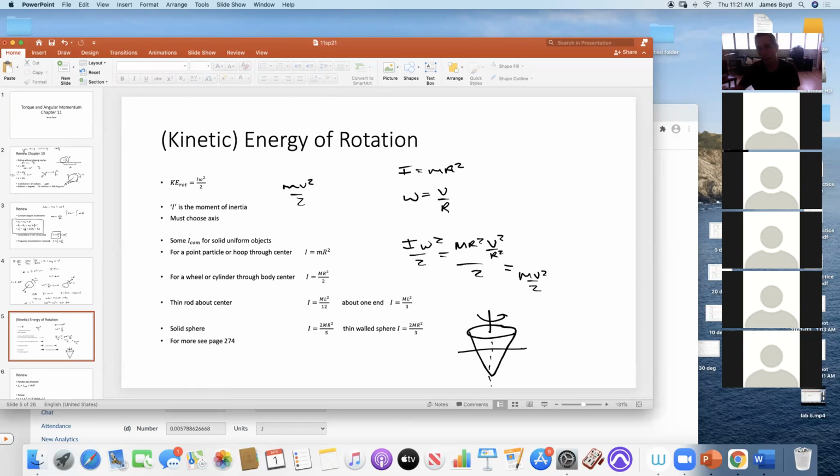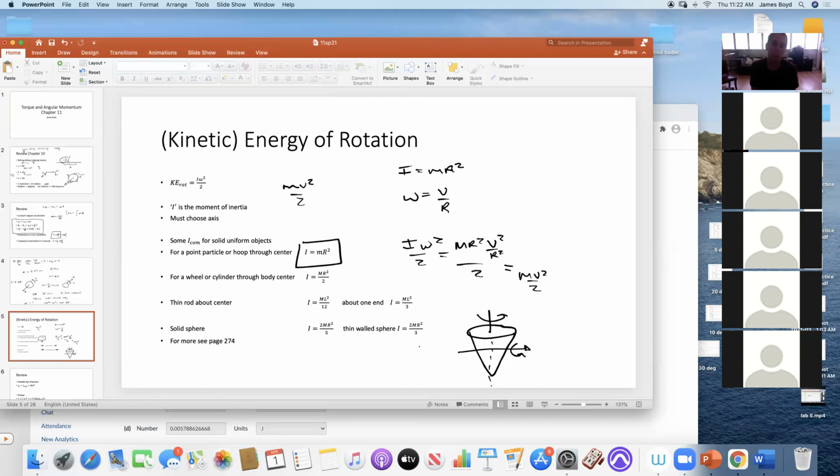If it were for some reason rotating about here, that is not the center of mass. That is a different axis. So most of these have a definite symmetry, like a hoop. If a hoop is rolling, like a wheel would roll, then it has the same moment of inertia as a particle. If a solid wheel is rotating, it's I equals mr squared over 2.